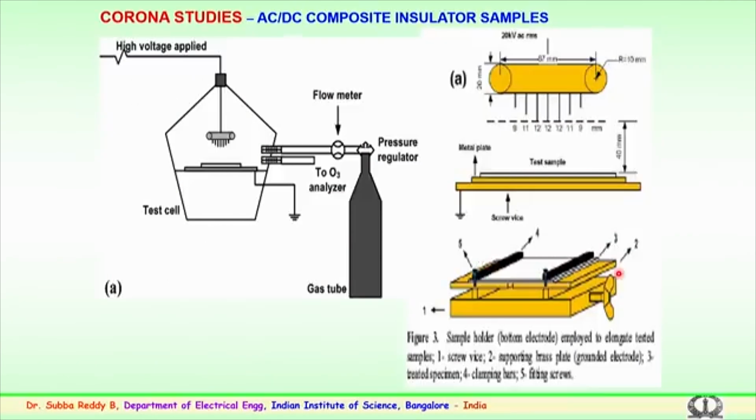So, for corona studies in the laboratory for both AC and DC composite insulators, a facility has been developed wherein various electrode arrangements are used. This is the electrode arrangement, this is a proper sample holder, and samples of different sizes, 2 millimeter thick or 6 millimeter thick, of unknown dimensions are used. They are fixed to the sample holder, and the experiments are conducted by applying AC or DC with controlled conditions, with dry conditions, or with the effect of acidic conditions, and so on.